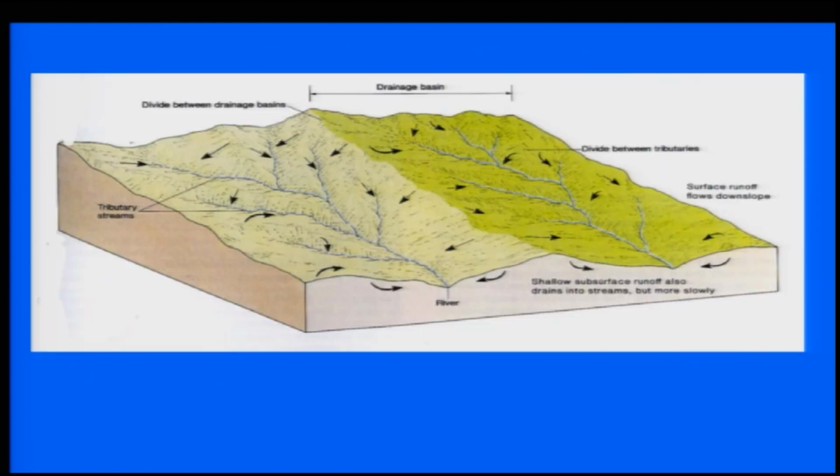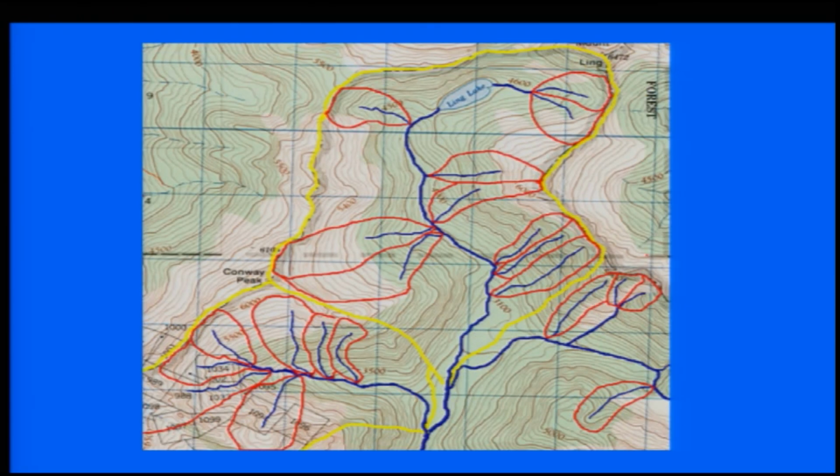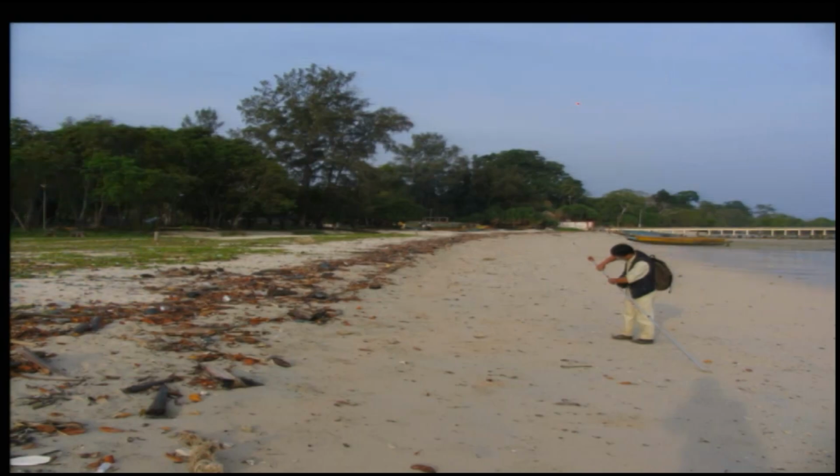So this is what has been shown here. This portion is your drainage divide, and you have the drainage streams flowing in different directions to their respective drainage basins. This also shows the major drainage basin marked by this yellow line, and then red shows the sub-basins which are related to the tributaries.